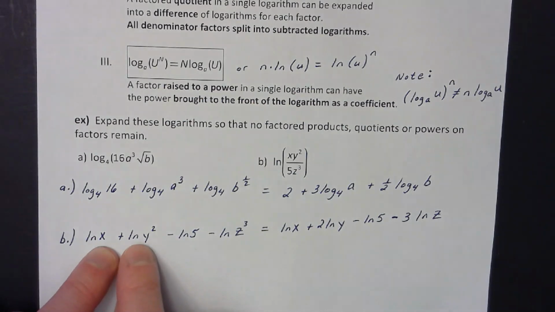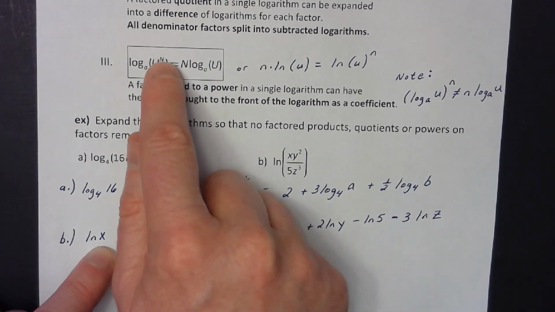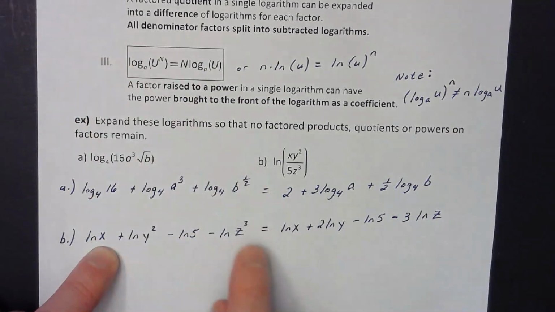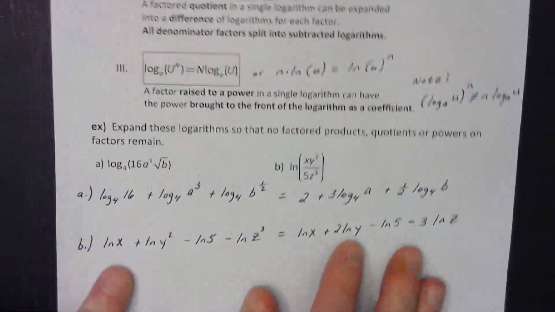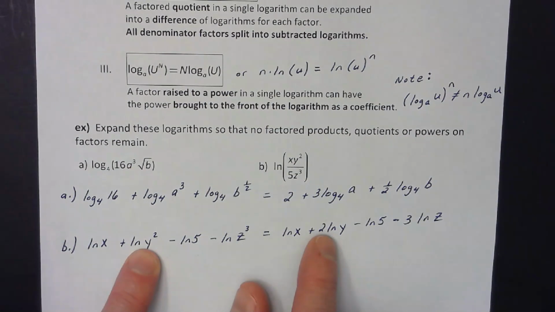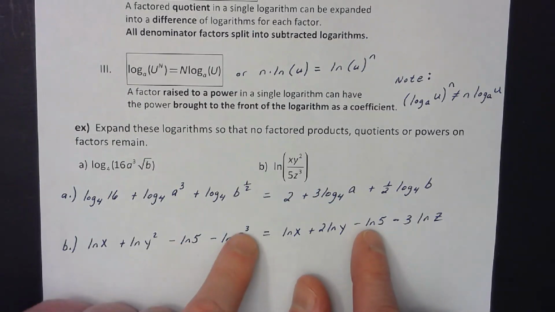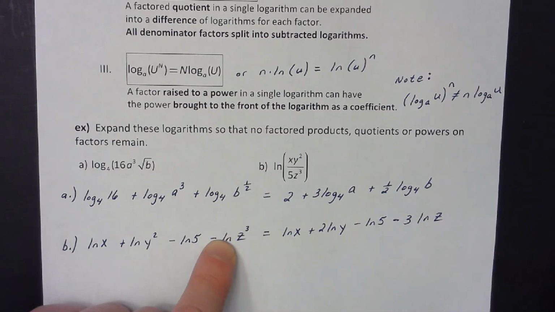I just say it's the natural log of x plus the natural log of y squared minus the natural log of 5 minus the natural log of z cubed. From that, you just say we're going to use that last step that says any power can come out in front. The first one didn't have a power, so it just stays the natural log of x. Second one becomes plus 2 natural log of y. The third one cannot be simplified because the natural log of 5 is an irrational number, so I would just leave it like that. And the fourth one, that 3 can come out in front and have it minus 3 natural log of z.